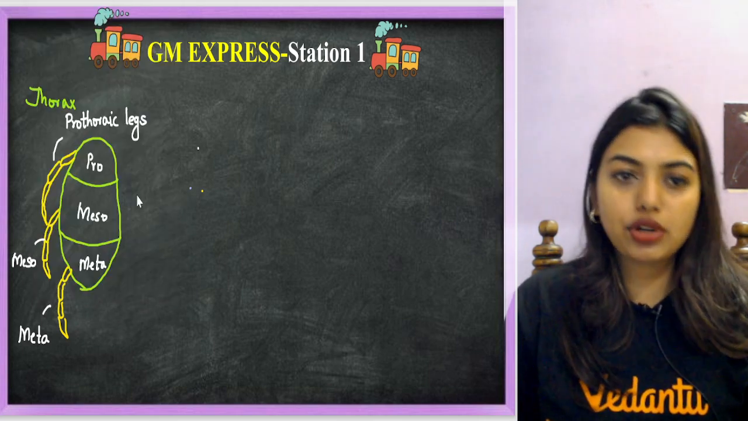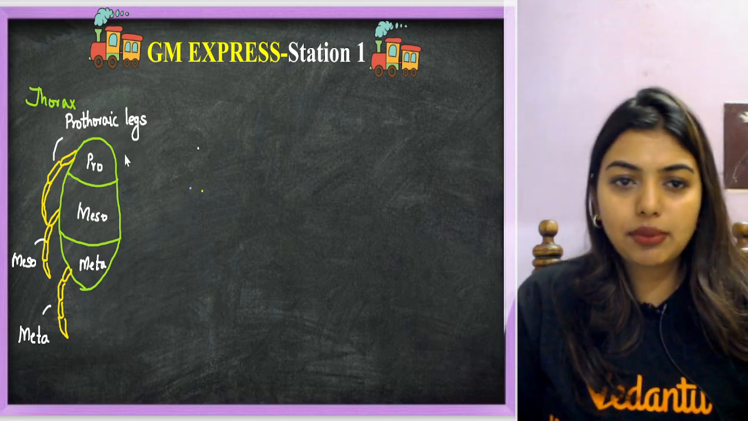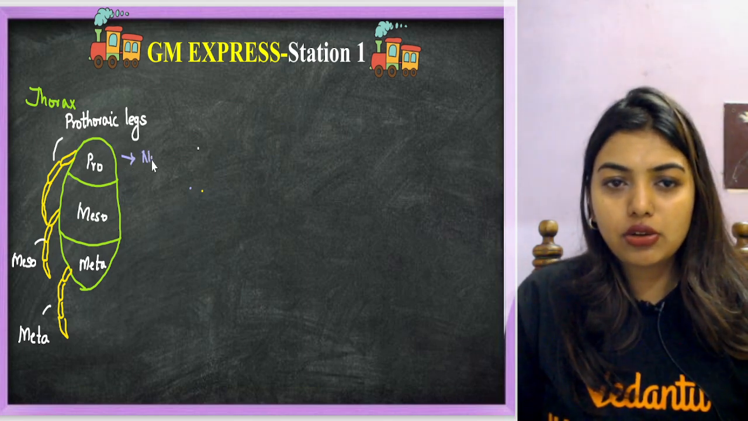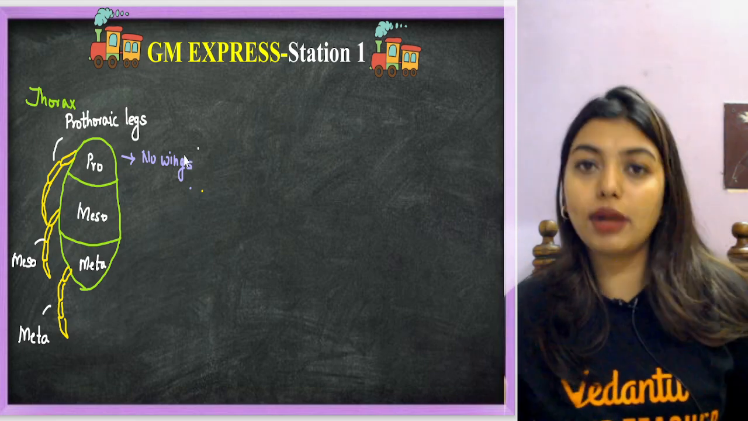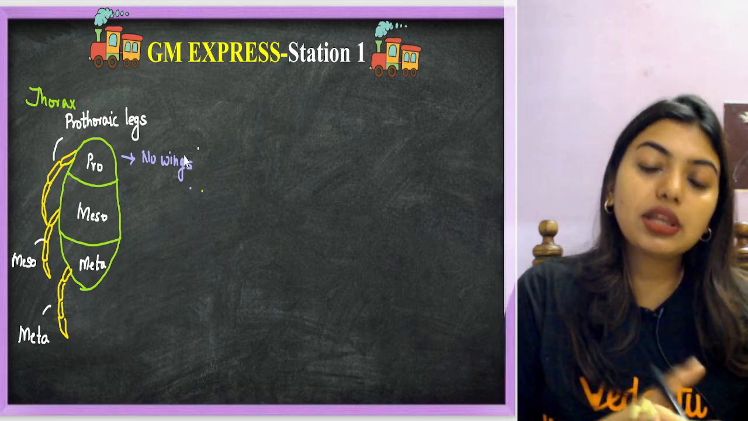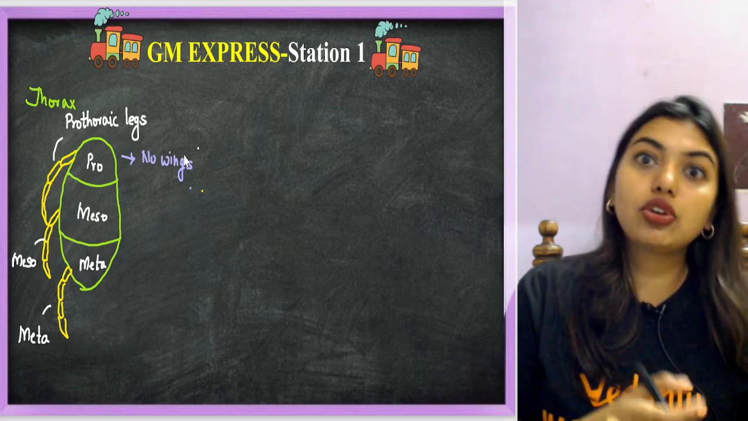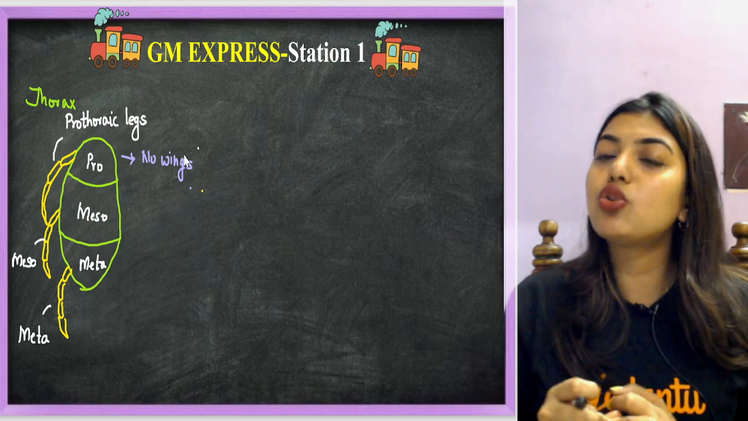That is what is important. Understand, students, in the prothorax there are no wings at all. Remember this, no wings. This is very important, because when students study so much and go for the exam, they mix up everything and say the first wing is coming from the prothorax and the second wing from the mesothorax. Not at all. Remember, the prothorax has no wings at all.